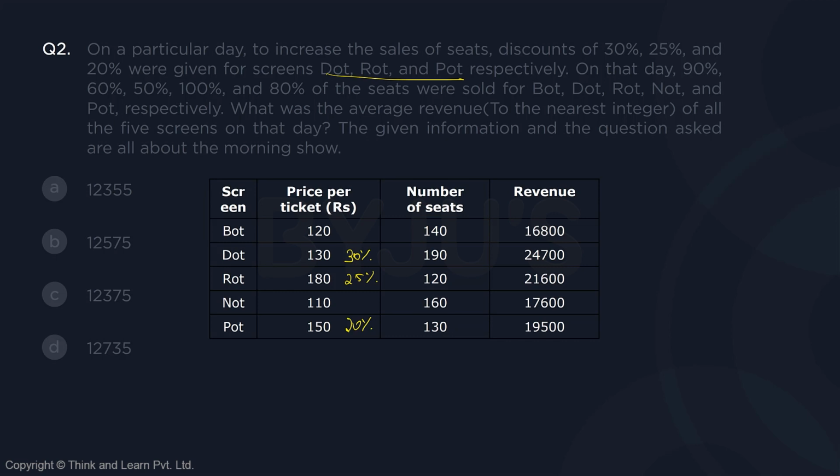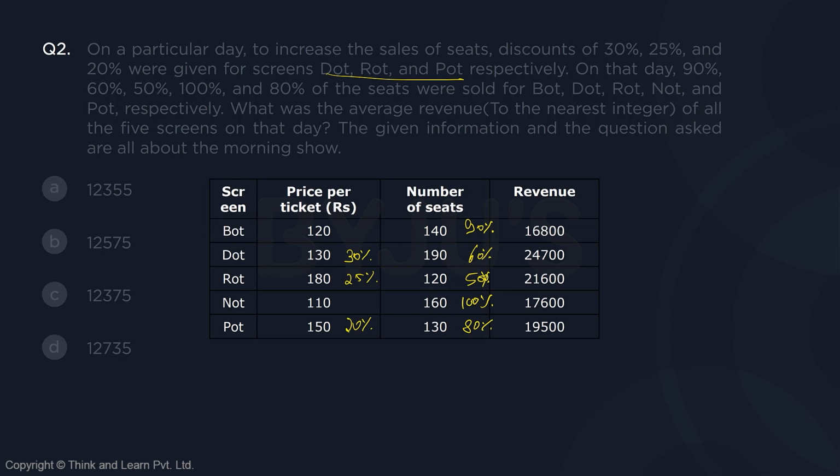Number of seats sold are 90%, 60%, 50%, 100% and 80%. So there is no need to calculate 90% of 140 and then multiply that with 120. There is no need to calculate 30% of 130, or rather only the discount, so 70% of 130 and 60% of 190 and then multiply. That will be a lengthy process, right?